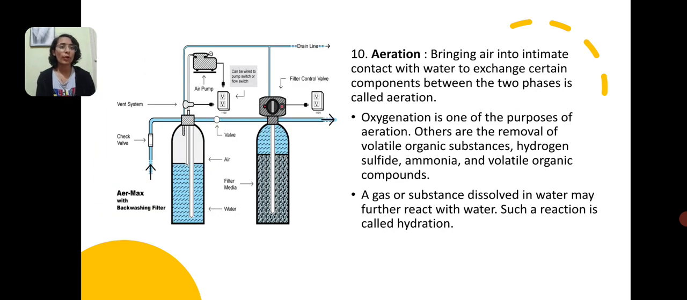Now, for the fifth point, aeration. Bringing air into intimate contact with water to exchange certain components between the two phases is called aeration. Oxygenation is one of the purposes of aeration. Others are the removal of volatile organic substances, hydrogen sulfide, ammonia, and volatile organic compounds. A gas or substance dissolved in water may further react with water. Such a reaction is called hydration.